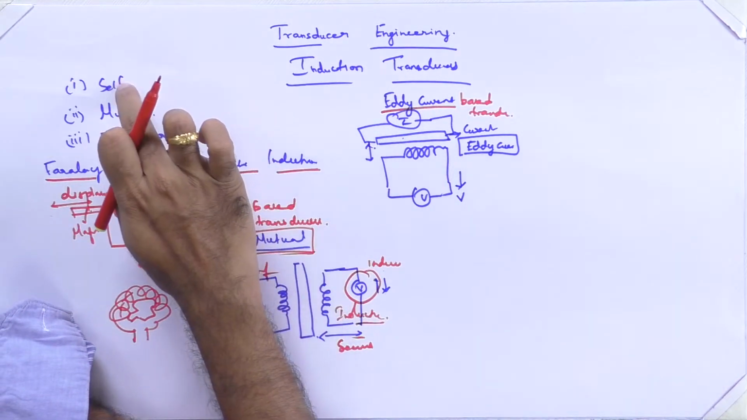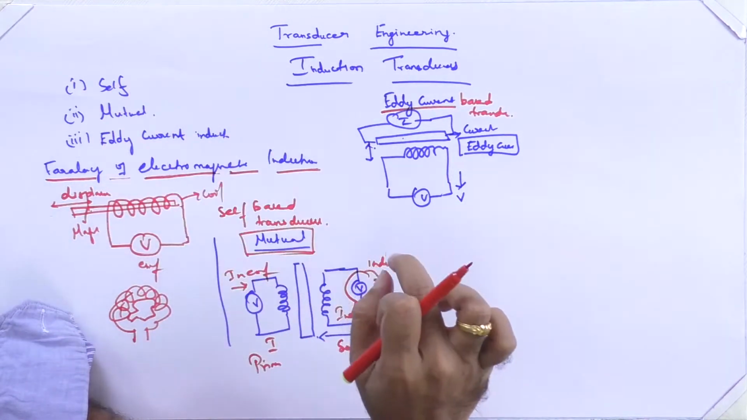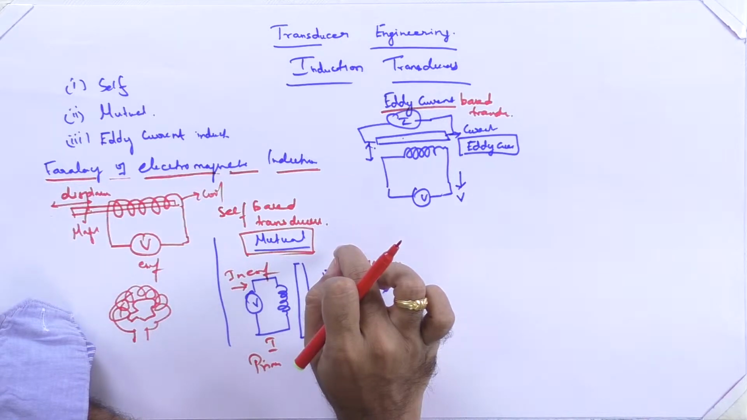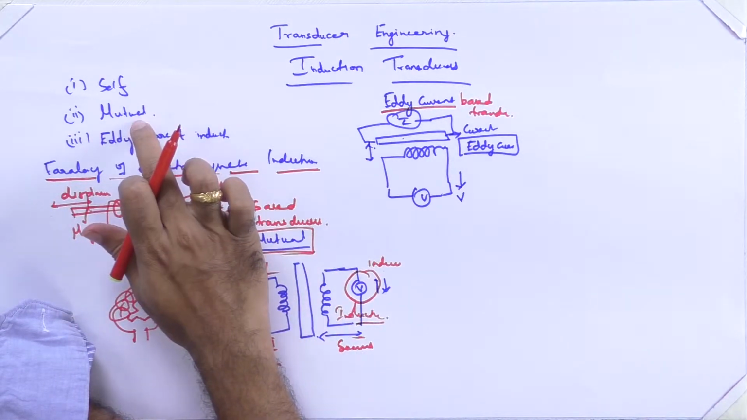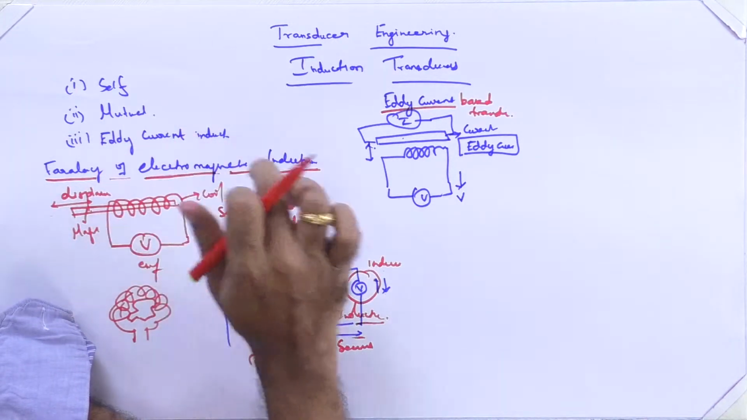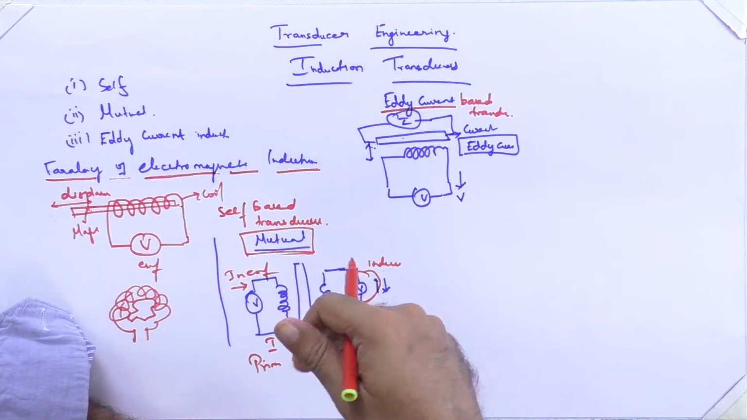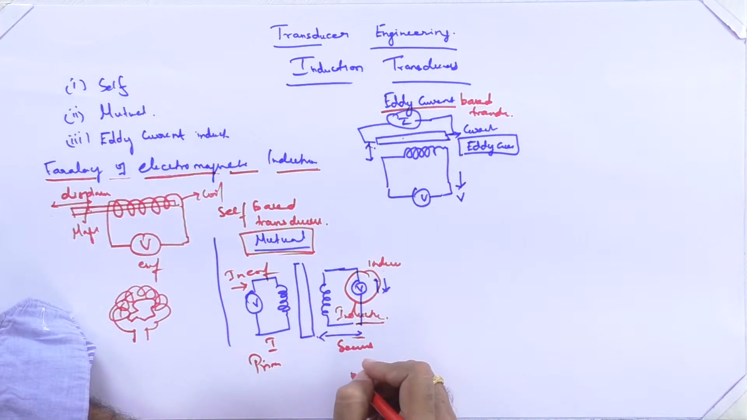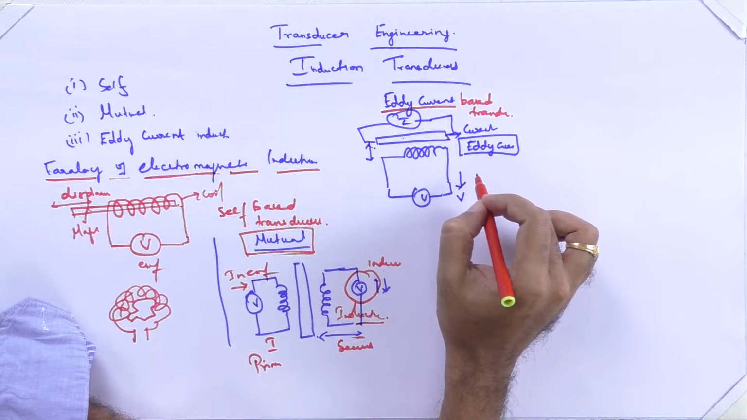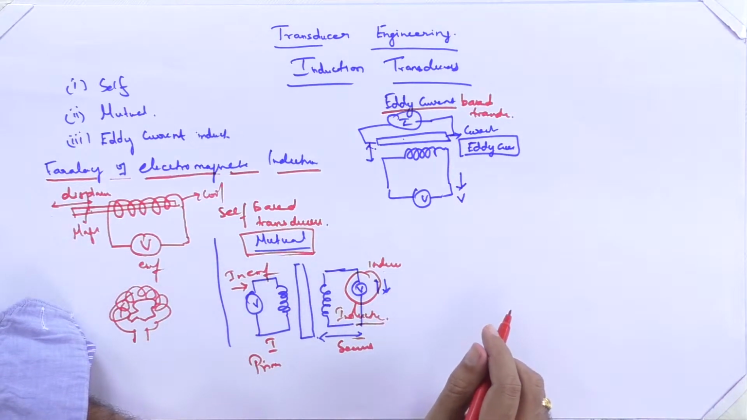Now you are clear with this. The first one is the self inductance based transducer, for measurement of linear and angular displacement. The next one is the mutual inductance based transducer for linear and angular displacement. You can convert this one, and the final one is the eddy current based transducer.